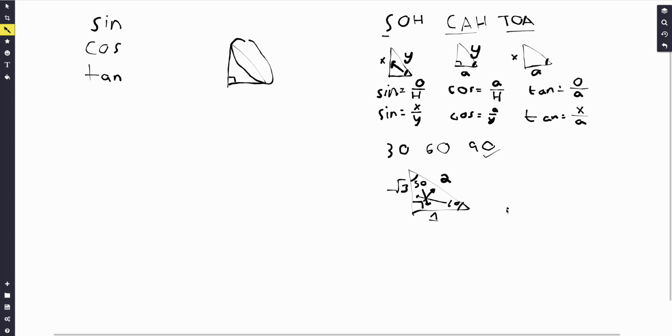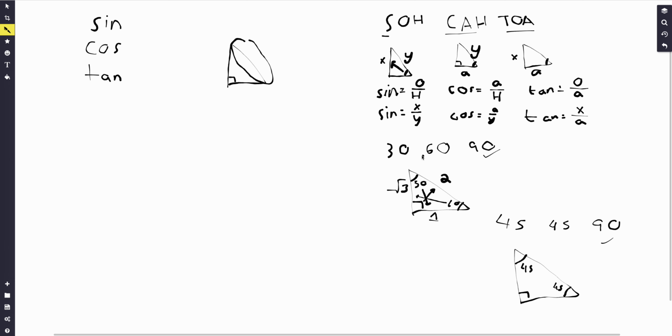The next special case you have to know would be the 45, 45, 90 triangle. Again, the right angle is there, so that checks off the 90. Now these two are both going to be 45-degree angles.